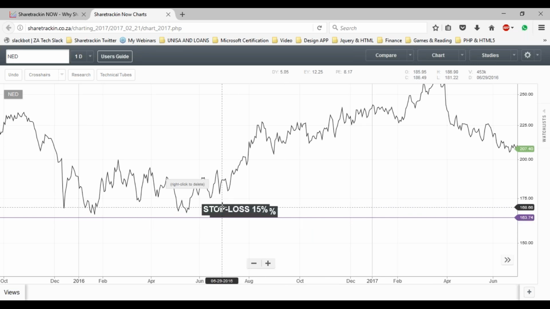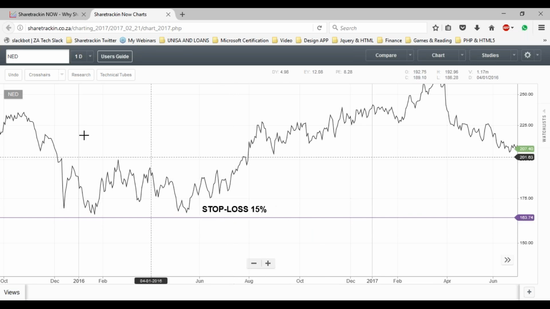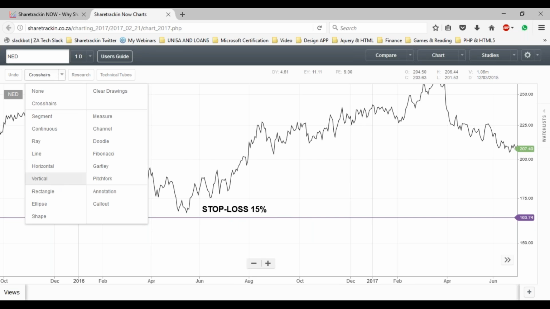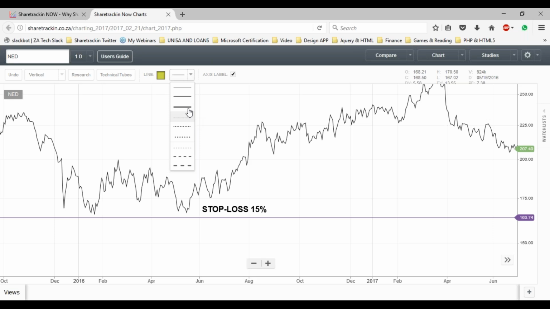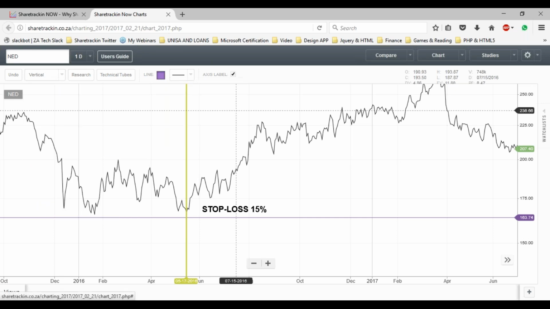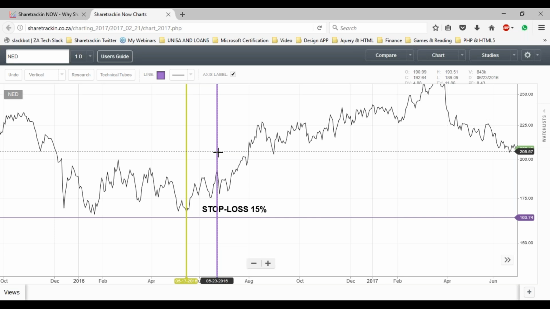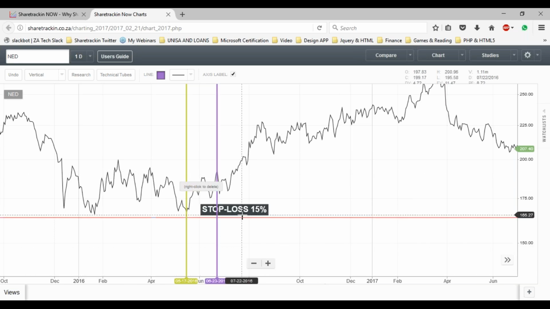So now I've readjusted it, and I'm going to make a vertical line just for those of you that are trying to follow where I'm at this point in time. We bought the share at this point, where the green line is. Now I'm going to make this line purple, so then you know why I've readjusted the stop loss. We readjusted when the share price made a new high over here.